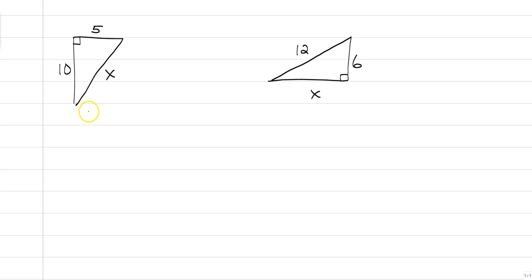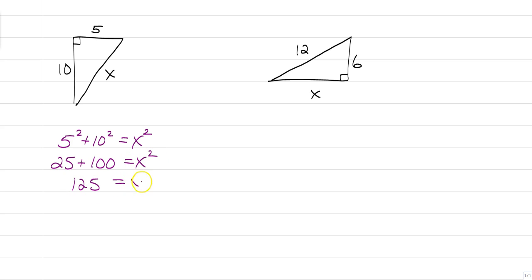So for this example, we're just going to do our Pythagorean theorem of 5 squared plus 10 squared is equal to x squared. We're going to have 25 plus 100 is equal to x squared, which means 125 is equal to x squared. Now, the square root of 125 is not a nice, pretty number. So you're going to have to use the factor tree to simplify it.